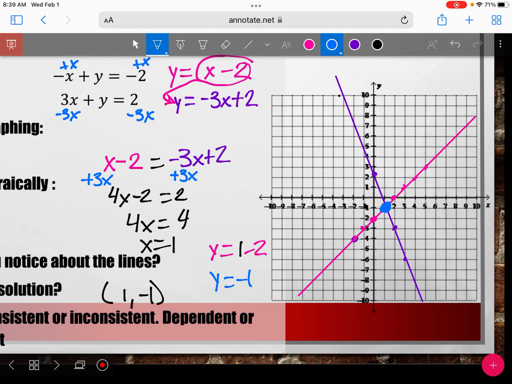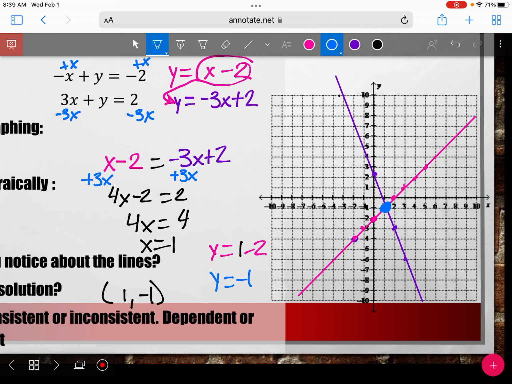And since our intersection is really close to our y-intercepts, we probably actually wound up with a dot right on it. So it's really easy to tell from there that it's going to be at (1, -1). But I still wanted to solve it algebraically, and I did substitution with my slope-intercept forms.